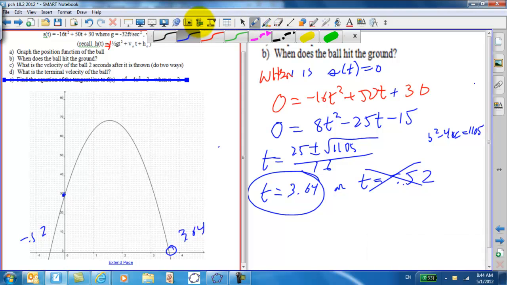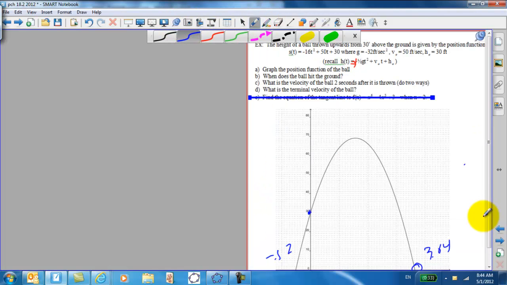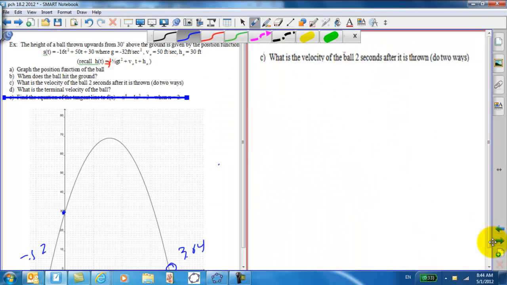Pin that down. And let's look at our second question. C, what is the velocity of the ball 2 seconds after it's thrown? And we're going to do this in two ways. The velocity of the ball 2 seconds after it's thrown.